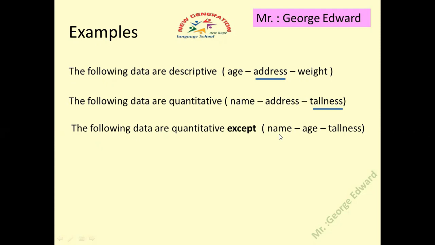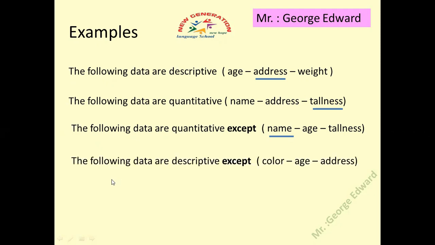Our answer is name. The following data are descriptive except color, age, address. Our answer is age. Excellent.